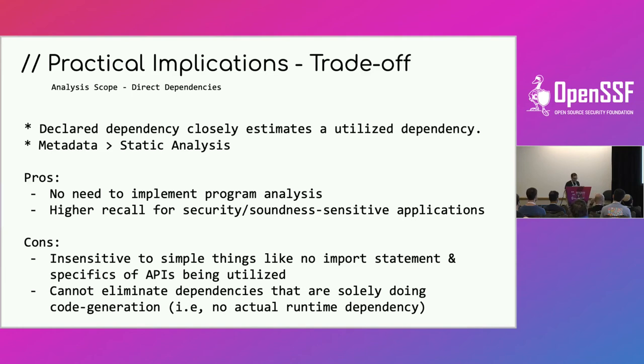So now I'm going to the practical trade-offs. When we look at declared dependencies, let's say direct dependencies, based on the analysis and research I've done, we can see that if you don't have a very specific case where you have to pinpoint anything, using metadata is enough to approximate what call graphs or static analysis would do. And that's really true for the case of direct dependencies.